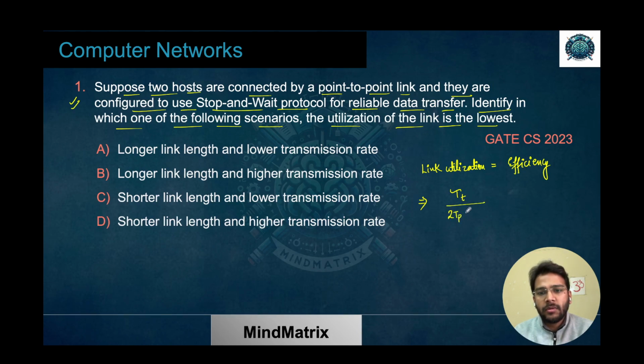So I'm not going to derive this formula. I hope you are aware of it, right? Because we are just solving previous year questions. So this is the formula for the efficiency in case of stop and wait protocol, where TT is nothing but the transmission time. So let me write here for you. TT is the transmission time. Okay, TT is the transmission time and TP is nothing but the propagation time.